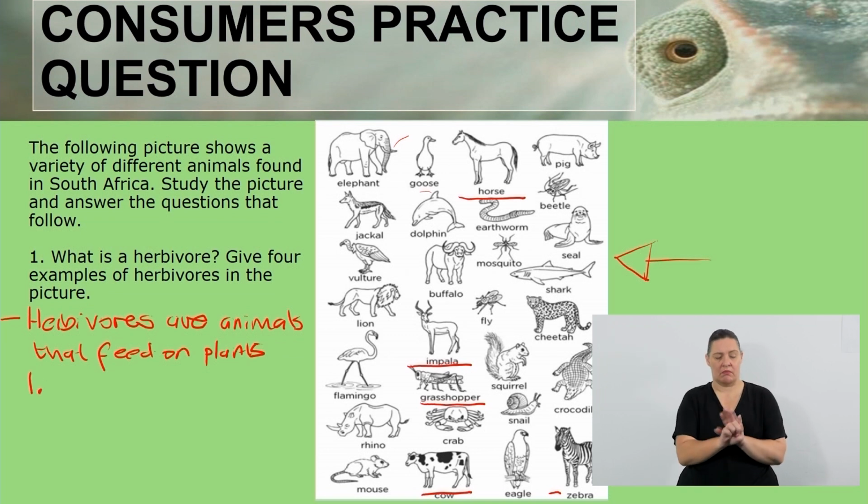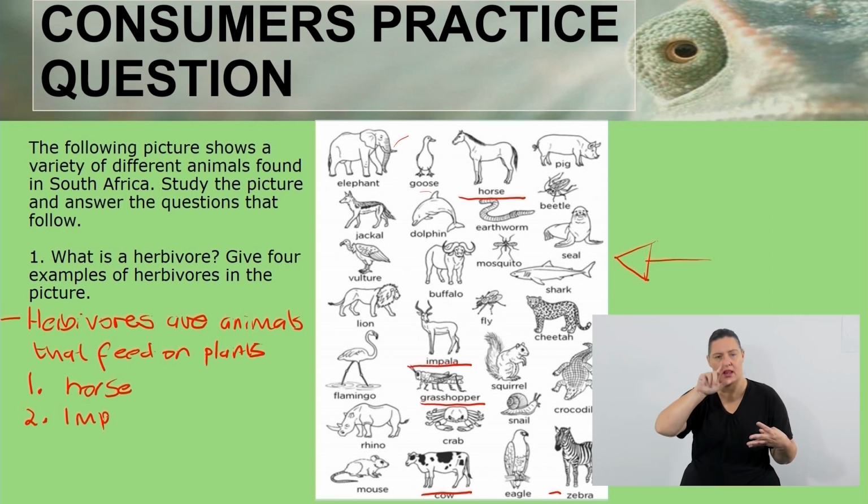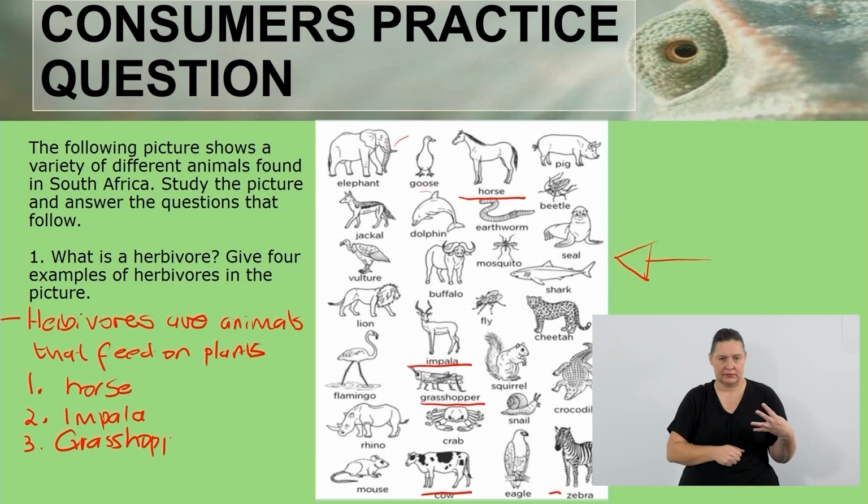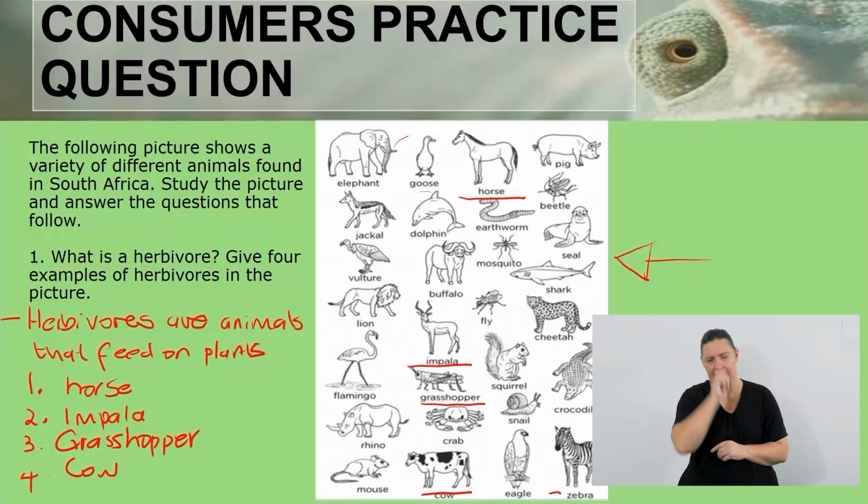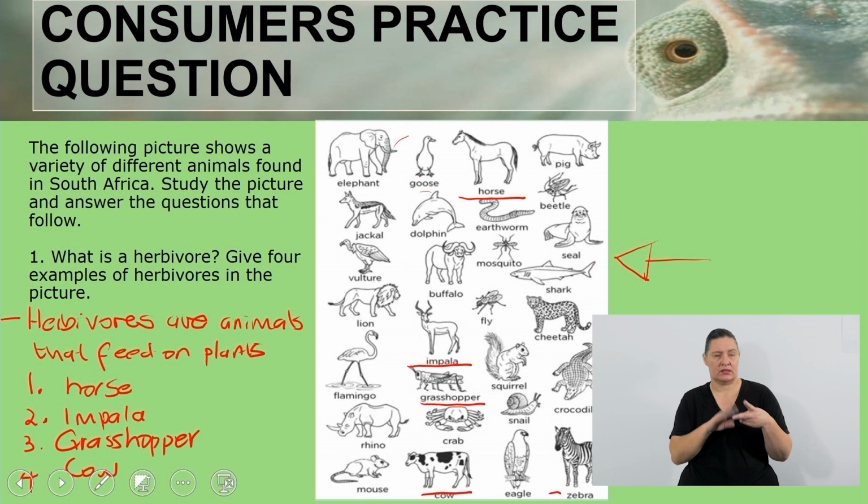Now, our first example of that is the horse. We then have the impala. Then we have the grasshopper. And lastly, we have our cow. Right, so we have managed to answer the first question of our practice activity. Even if you found different ones because there's more in this picture, that is still okay. We are then going to move on to the second question.